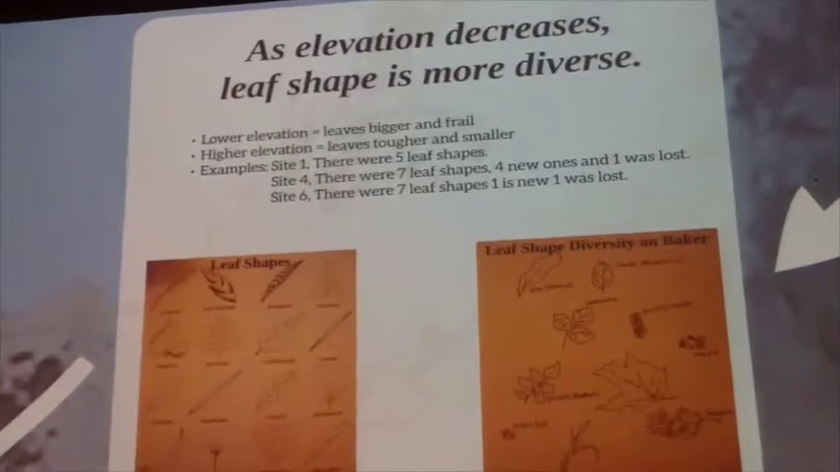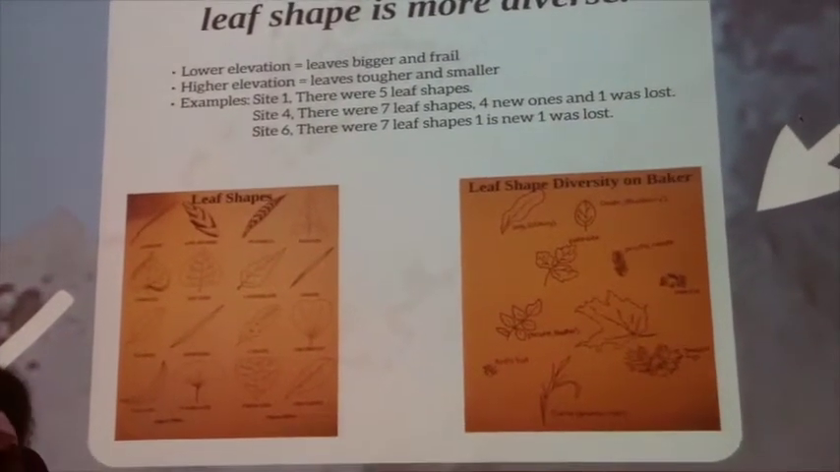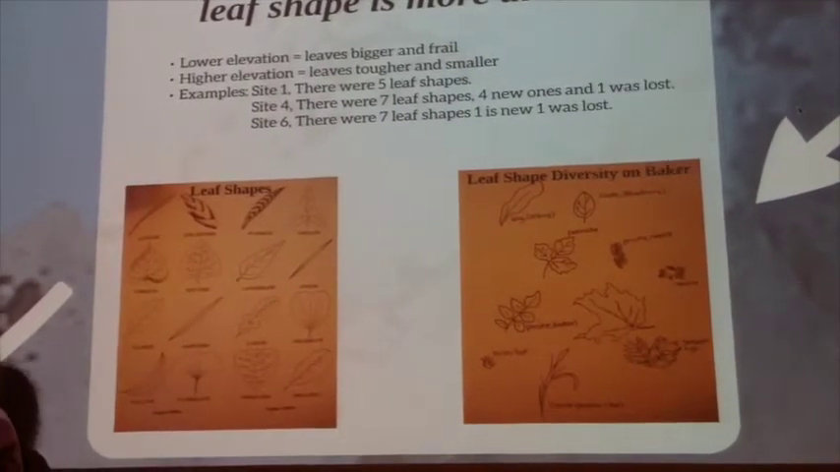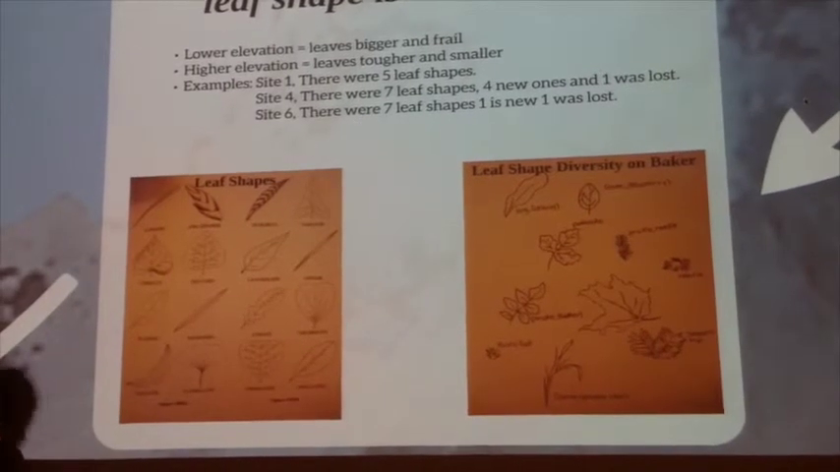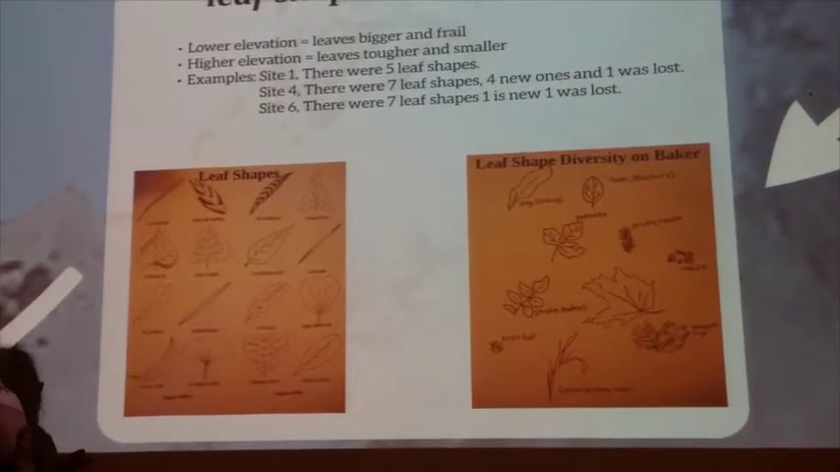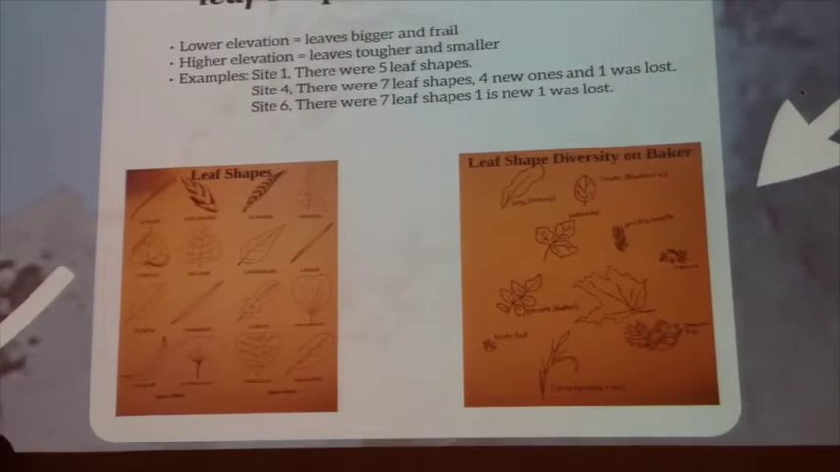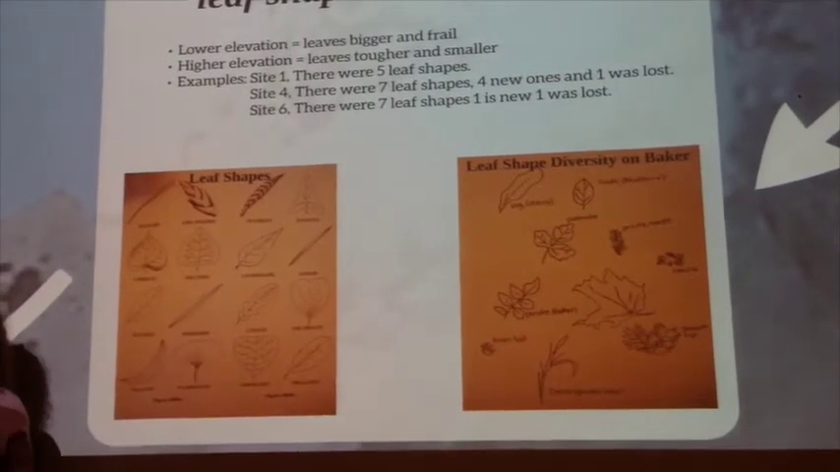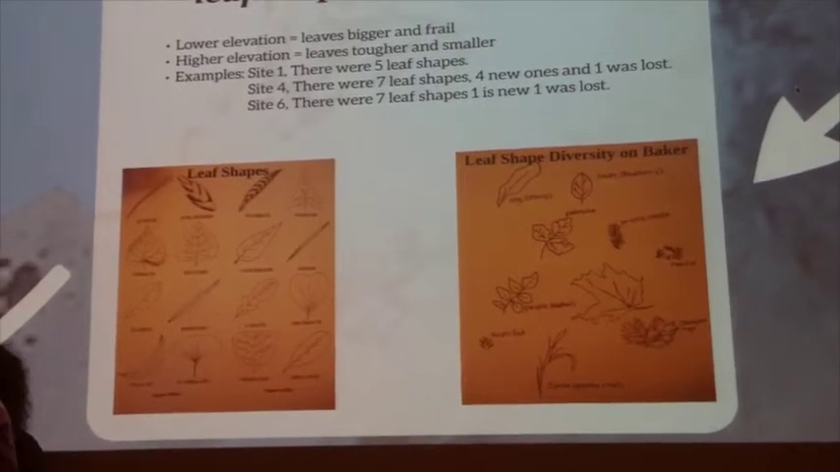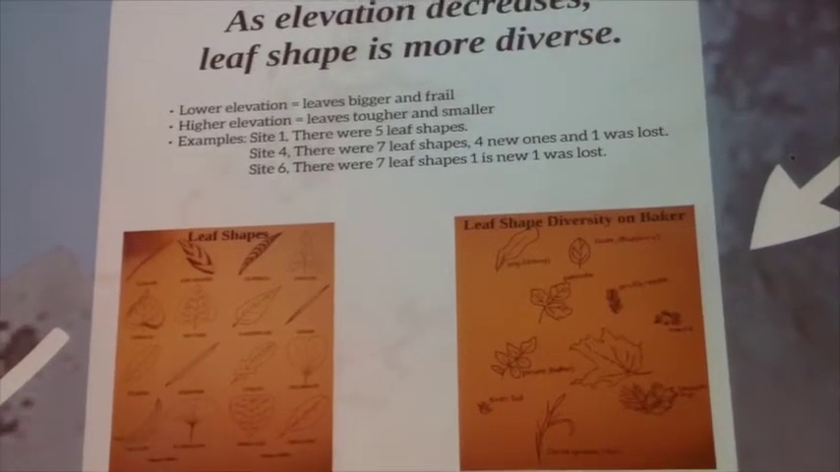As elevation decreases, leaf shape is more diverse. This means that the lower you go in elevation, more commonly your leaves are going to be bigger, but also they're going to be more frail because they don't have to deal with the weather and the winds and the ice and also the snow. But on another note, if you go higher in elevation, your leaves tend to be thicker, because they have to deal with the snow, the wind, and they also have parts of the glacier and rocks, and they also tend to be smaller.